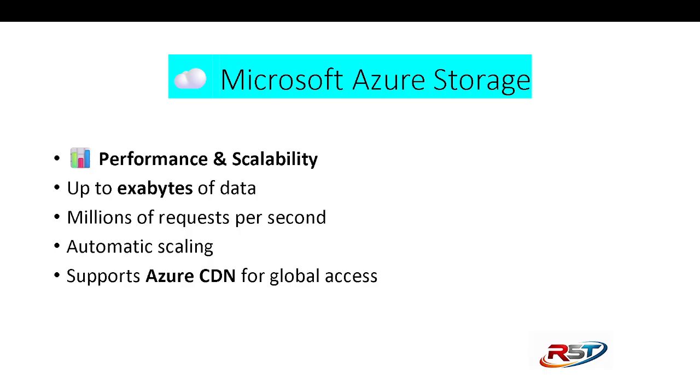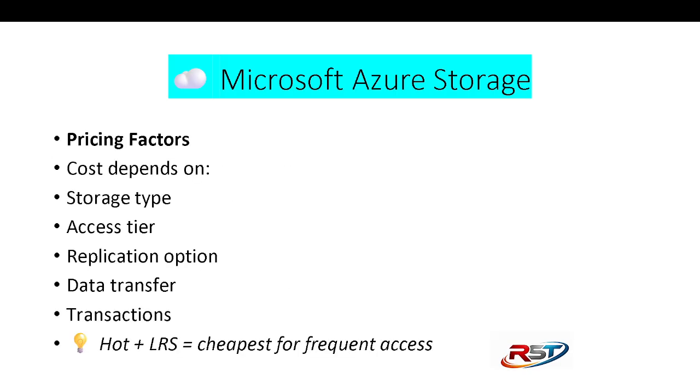Performance and scalability. Up to exabytes of data, millions of requests per second, automatic scaling, support Azure CDN for global access. Pricing factors, cost depends on storage type, access tier, replication option, data transfer, transactions. Hot plus LRS is equal cheapest for frequent access.